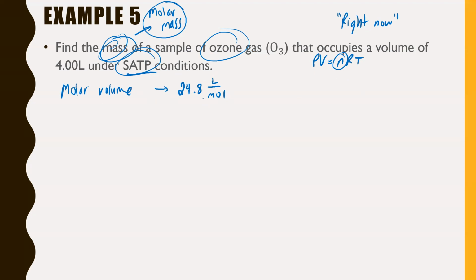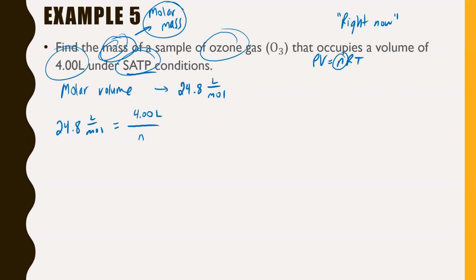We can actually use this relation, just like we use our molar mass, to find either our number of liters or our number of moles. We already know our number of liters, so I can use this to find my number of moles. Watch what I'm going to do. 24.8 liters per mole, which I can use because it told me we're in SATP conditions, equals my number of liters, 4.00 liters, over my number of moles, which I'll call N.